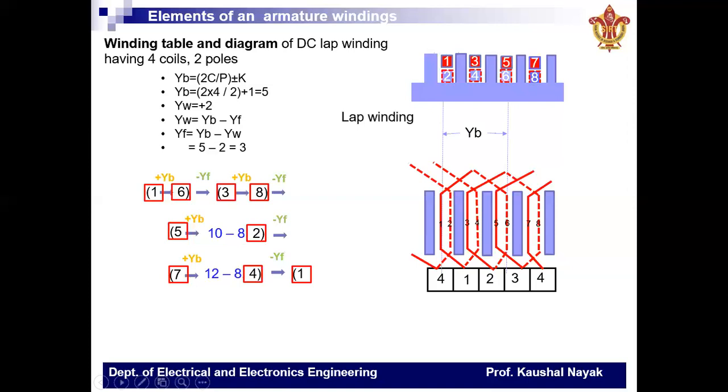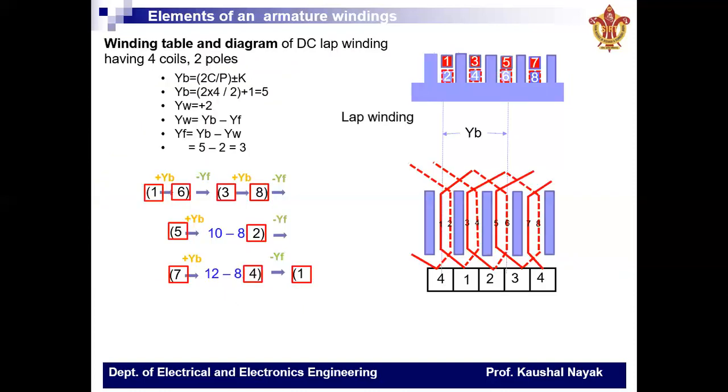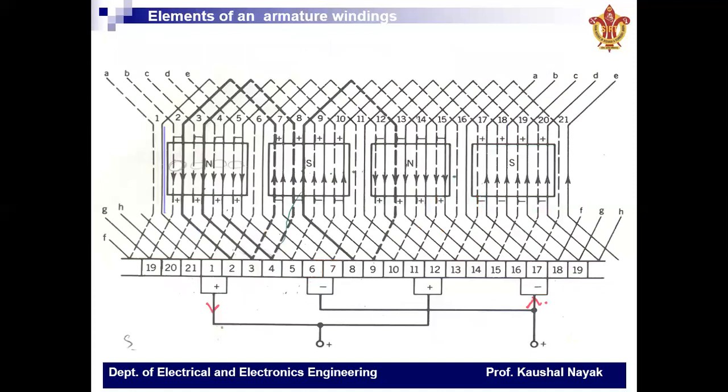We can define comfortably the back pitch, also the front pitch and other winding pitches in the winding diagram also. After the completion of such a diagram with more coils and poles, the winding diagram may also look like this, which is made for 21 coils and 4 poles.